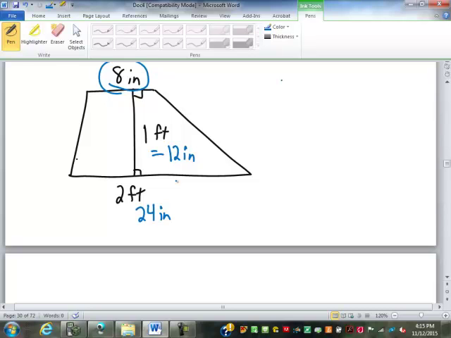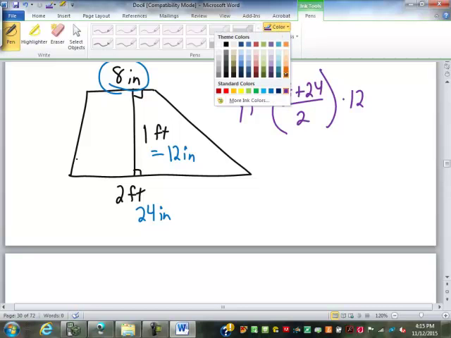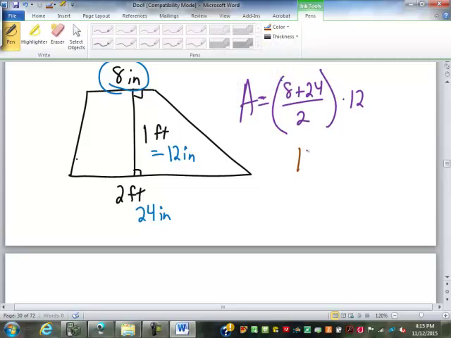I think in the homework, the only thing it might mix is millimeters and centimeters together or something like that. It doesn't do feet and inches. So anyway, now that I have that, how do I find the area of this? Not 8 plus 2, but 8 plus 24, divided by 2, and then times 12. So 8 plus 24 is 32, divided by 2 is 16, times 12 is 192 inches squared.